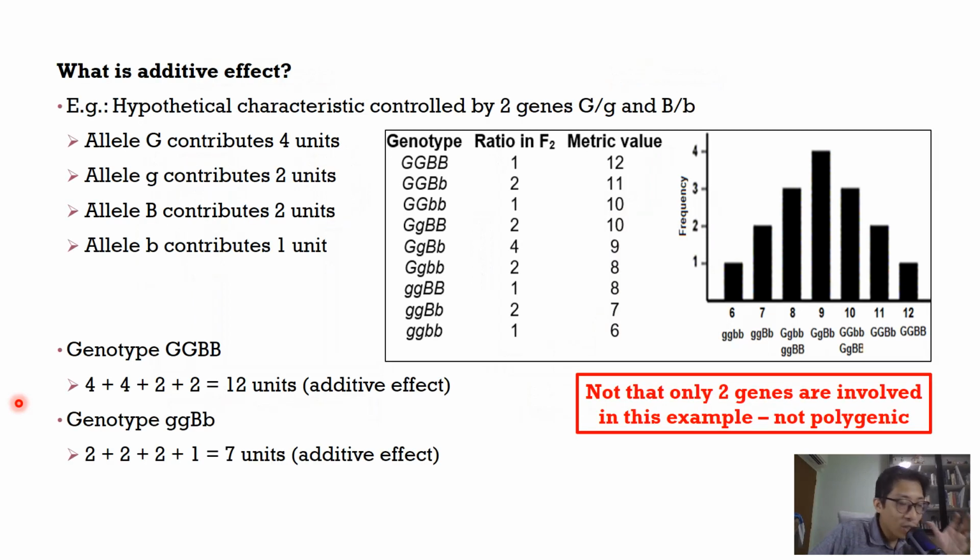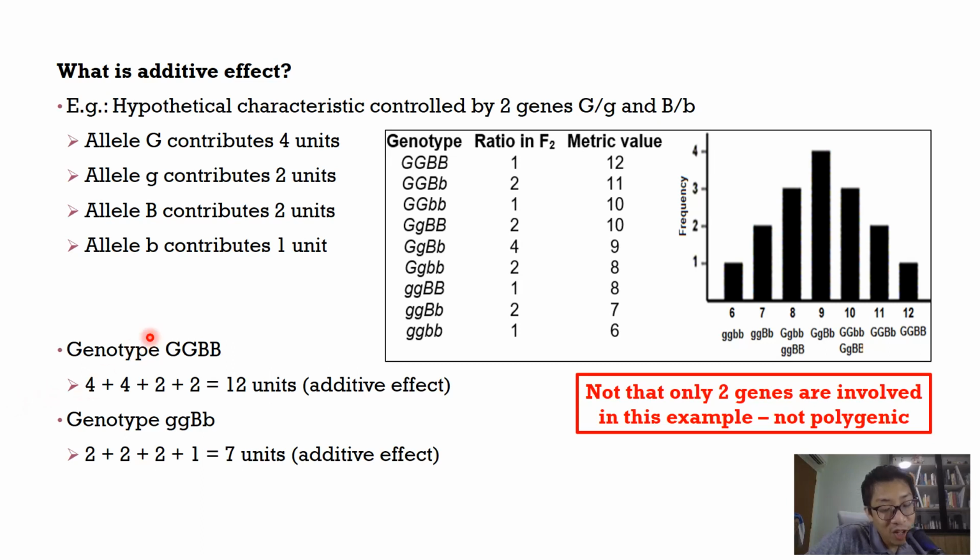A bit more discussion on what the additive effect is. In this hypothetical case study, we have the phenotype controlled by two genes, and each gene with their different alleles contributes different degrees or different extents to the phenotype.